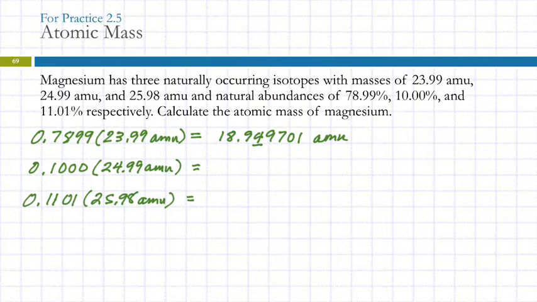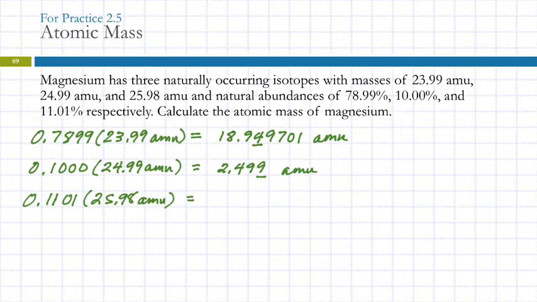Do the second one. I'm going to end up with 2.499 AMU. Again, 4 significant figures.